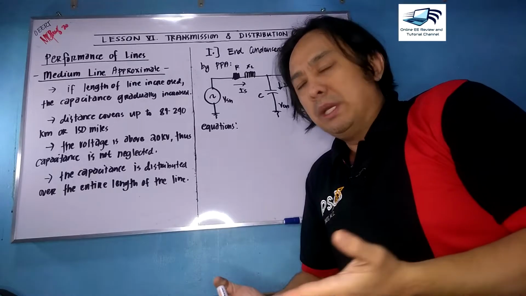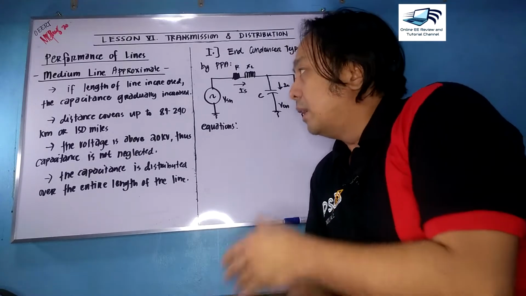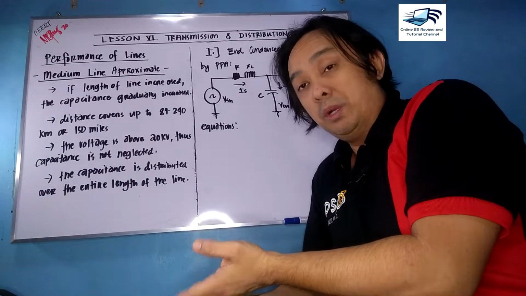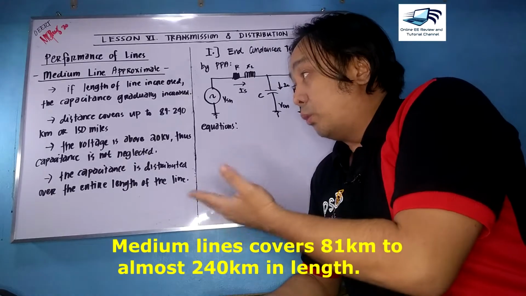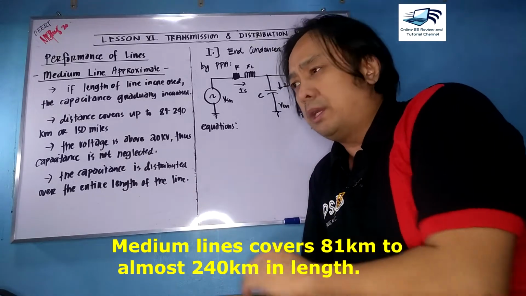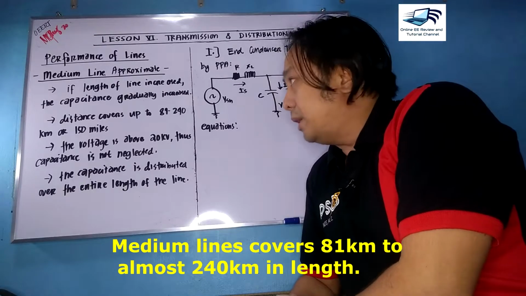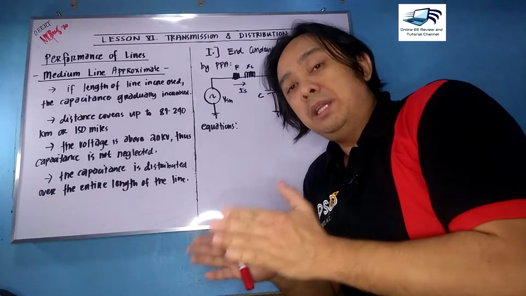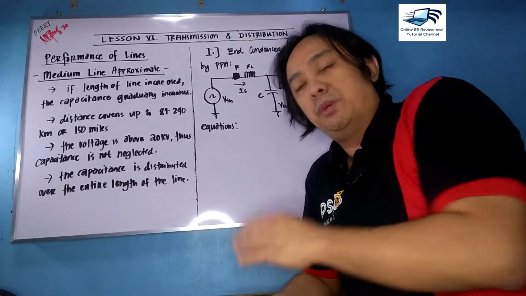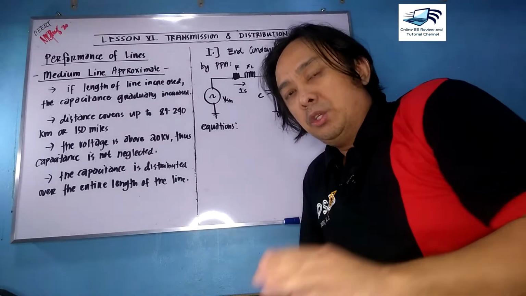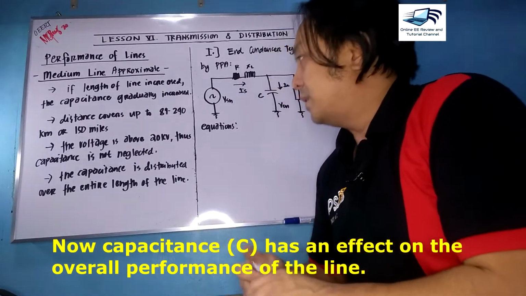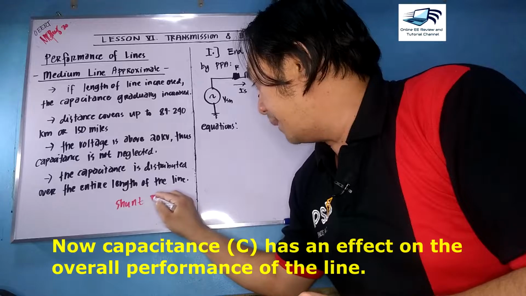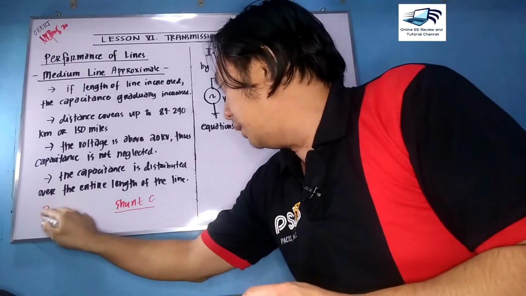So before we do that, what is a medium line all about? The length of the line will increase here from 81 to 240 kilometers or 150 miles. If you can still recall, short lines are only 80 kilometers or less, and from there, if your length is increased, your capacitance will gradually increase as well as the voltage. For a voltage above 20 kilovolts, you cannot neglect the effect of the capacitance. The capacitance we're talking about is the shunt capacitance.